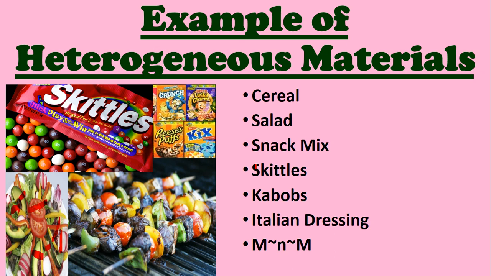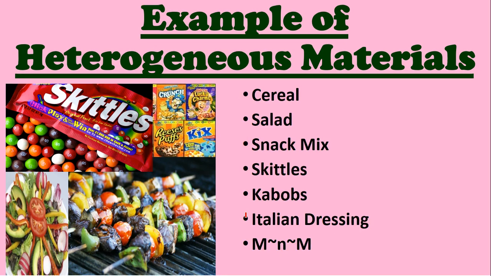You can see everything. Cereal. You can see all the different stuff in cereal. Snack mix. Skittles. You can see all the different color Skittles. Kebabs. You can see all this stuff making up a kebab. Italian salad dressing. You can see everything's making them up. M&Ms. You can see everything's making that up. So those are examples of heterogeneous materials.